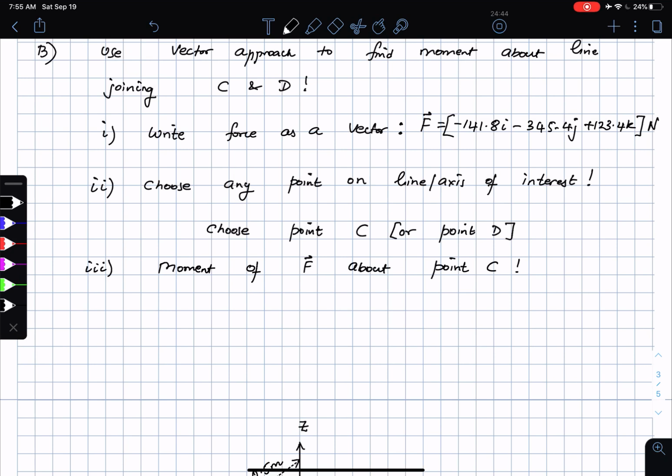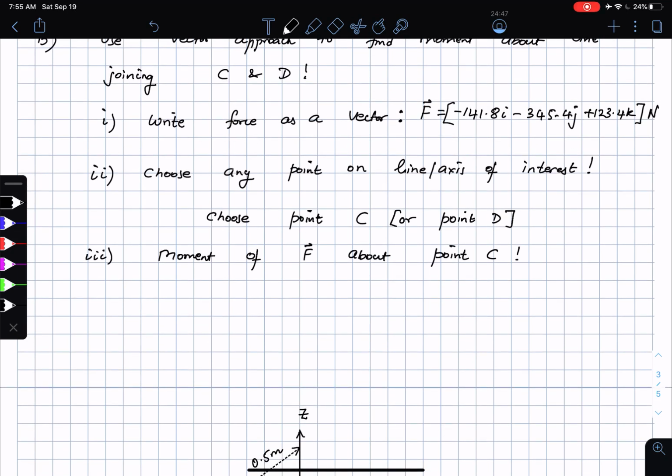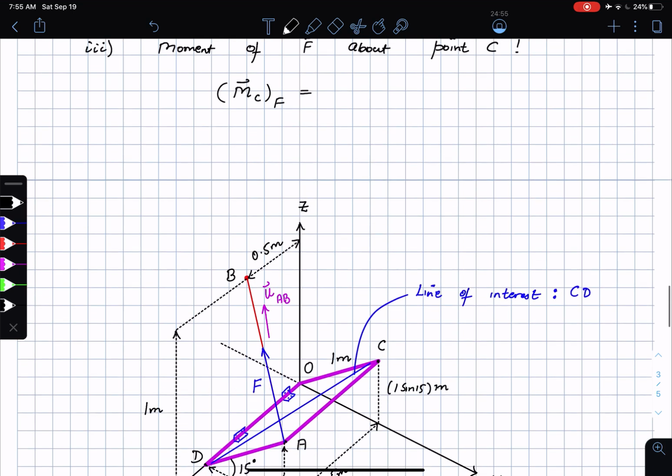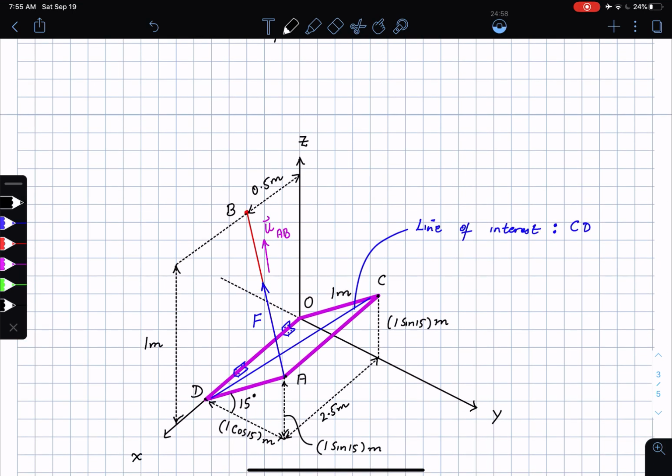And how do I do this? So this is just going to be M about C due to the force F is given by the cross product of the following. Now I can either go from point C to point A as a position vector, or I can go from point C to point B. So let me just go from point C to point A, or I could have just rather chosen point D to point A as well. That is also completely fine. It makes no difference to me. So let me go from point C to point A.